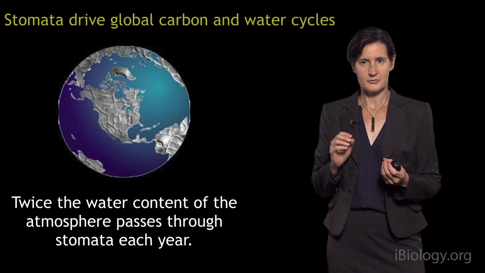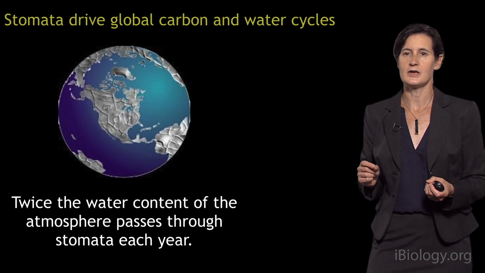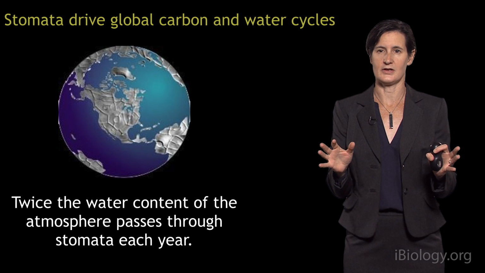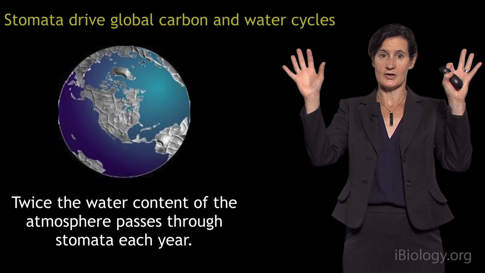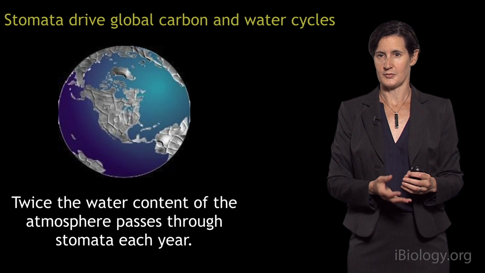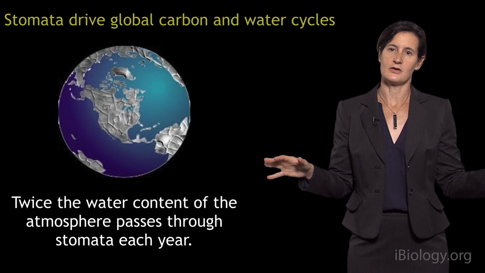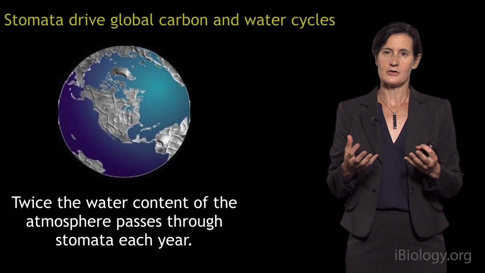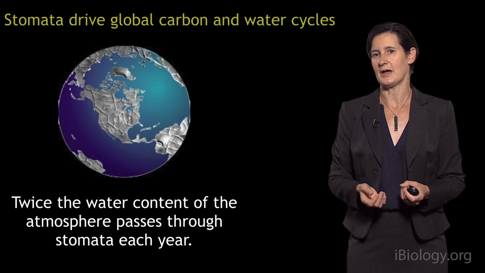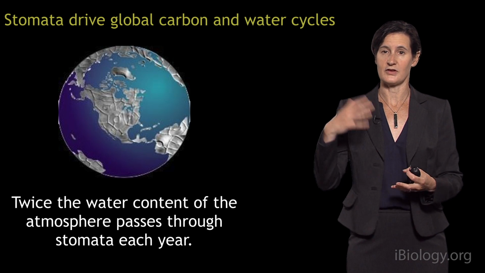There are some numbers that I always find really fascinating. One is that if you imagine the entire water content of the atmosphere, so everything above us, that's getting recycled through stomata, those stomata that are on millions of plants over millions of hectares across the planet. That's being recycled twice per year. So there's a massive amount of exchange between plants and the atmosphere.